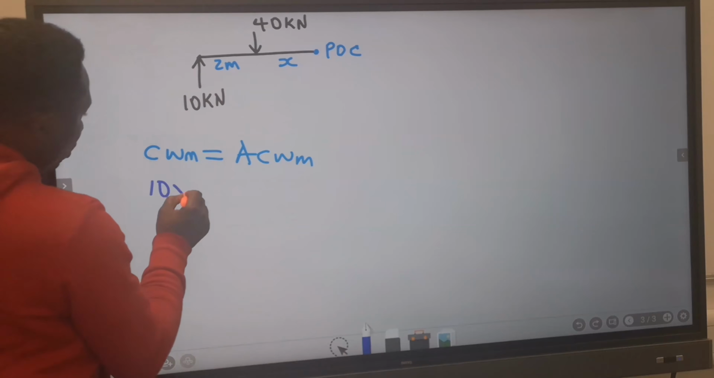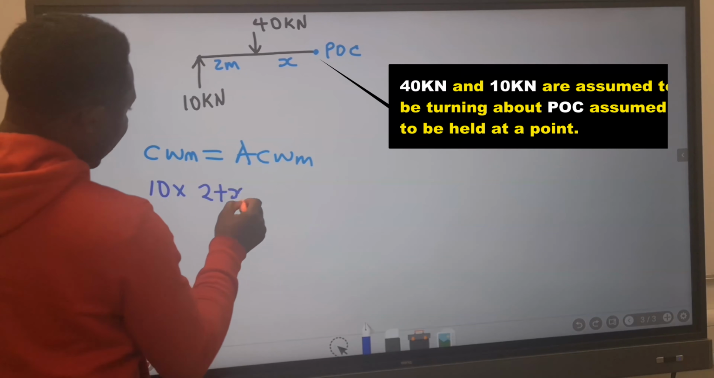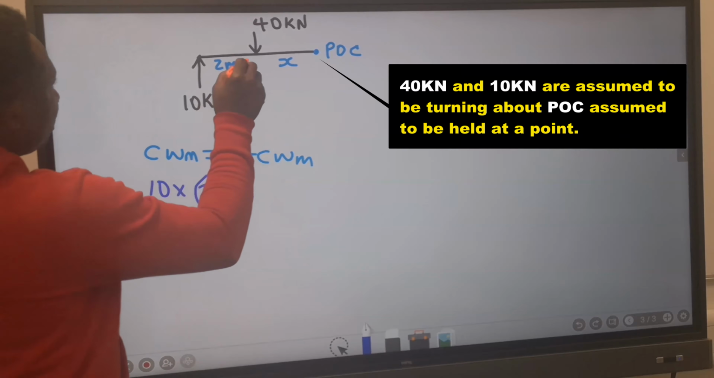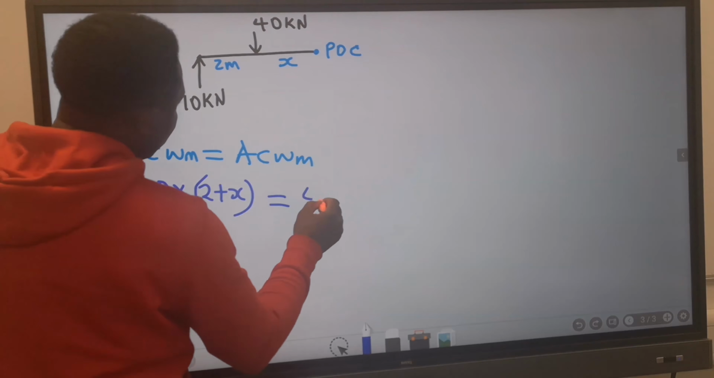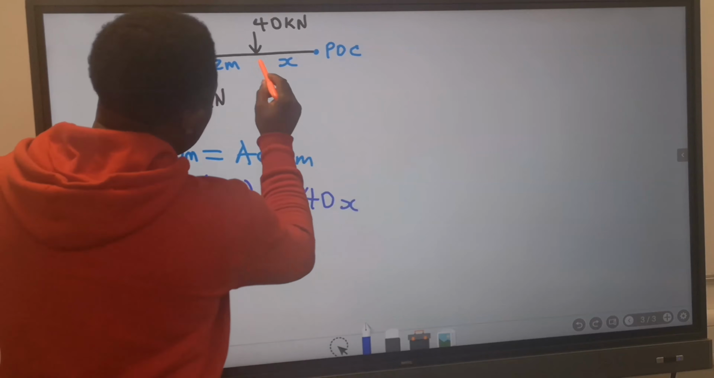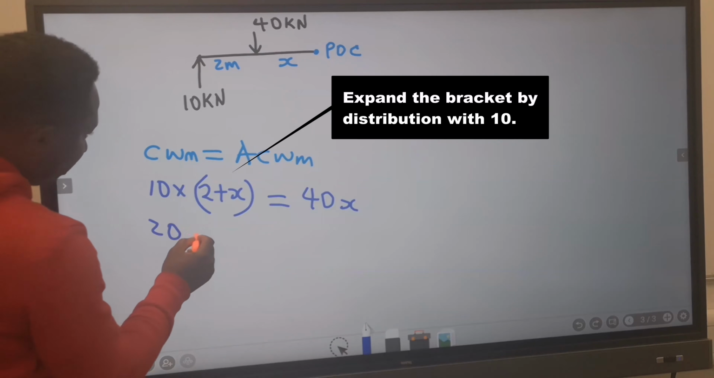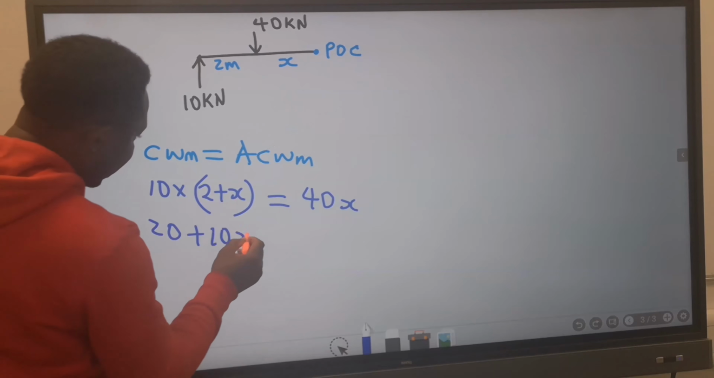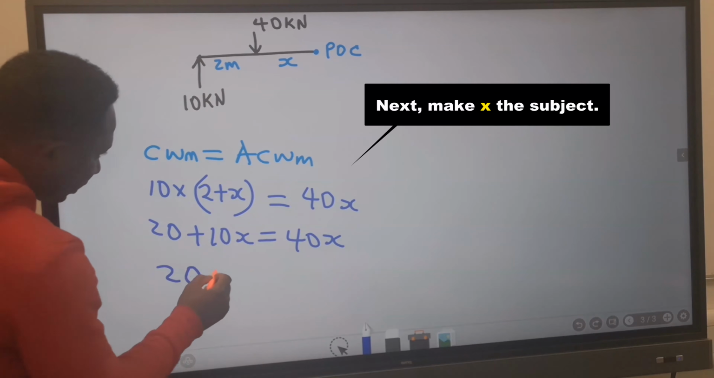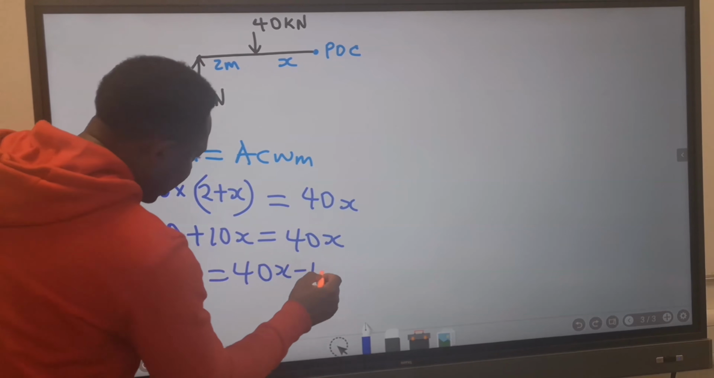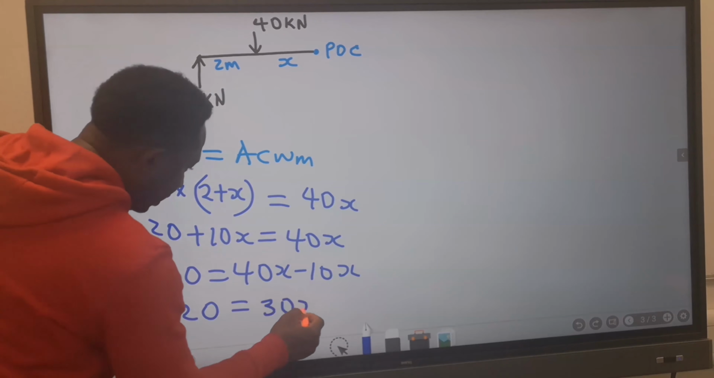If we have that clockwise moment is equal to anti-clockwise moment, hence we are going to have 10 multiplied by this distance, which will give us 2 plus x. This we turn in the anti-clockwise direction. We are going to have 40 multiplied by x. We just took moment about this point. 10 times this will give you 20, plus 10 times this will give you 10x, is equal to 40x. This will move across. We are going to have 20 is 40x minus 10x, and that will give us 30x.